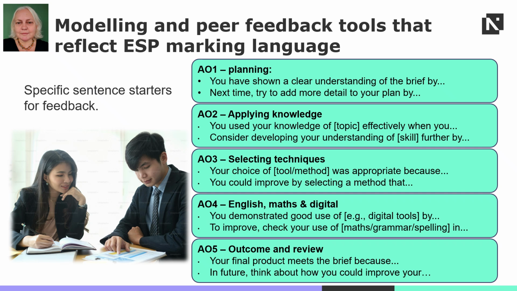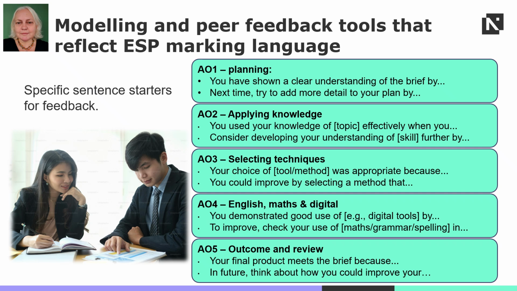And then they can think of an area for development. For example, next time, try to add more detail to your plan by... And again, they can use the marking grids that we've already had a look at to pick out some areas that maybe haven't been ticked off, and they can use those ones as the areas for development. So this can be really helpful in peer marking, but also in students looking at their own work and thinking, what have they missed? What do they need to develop a little bit more?